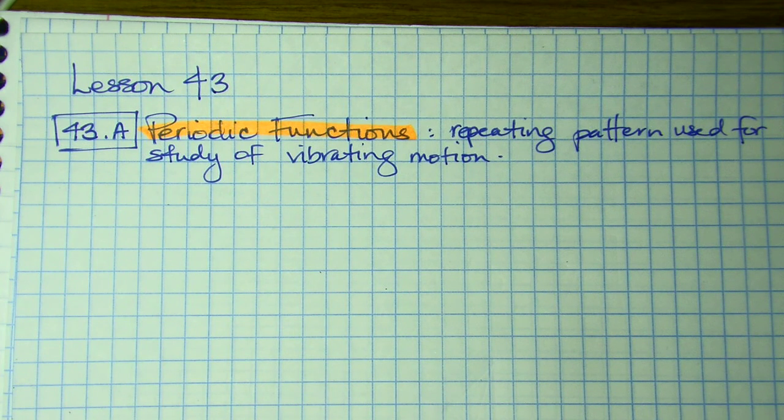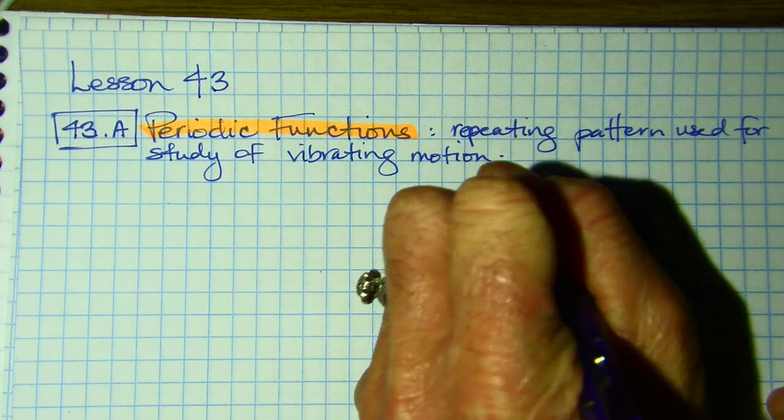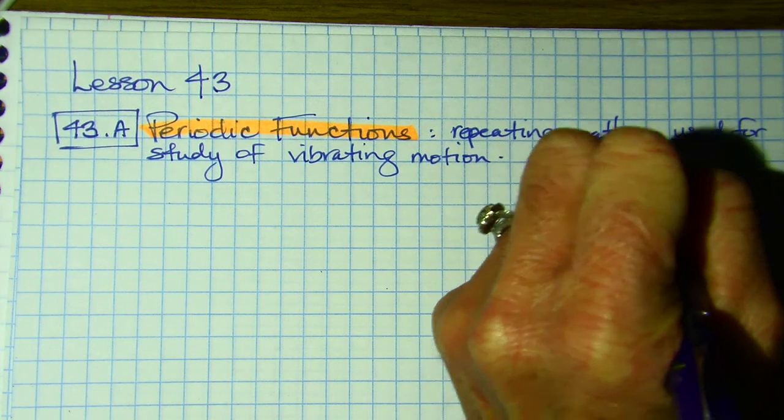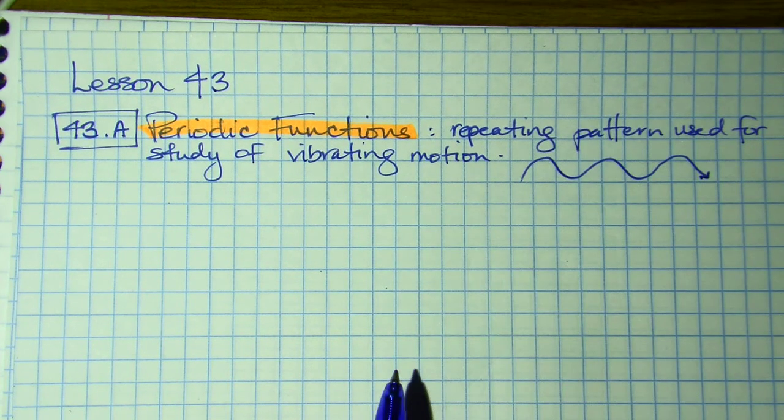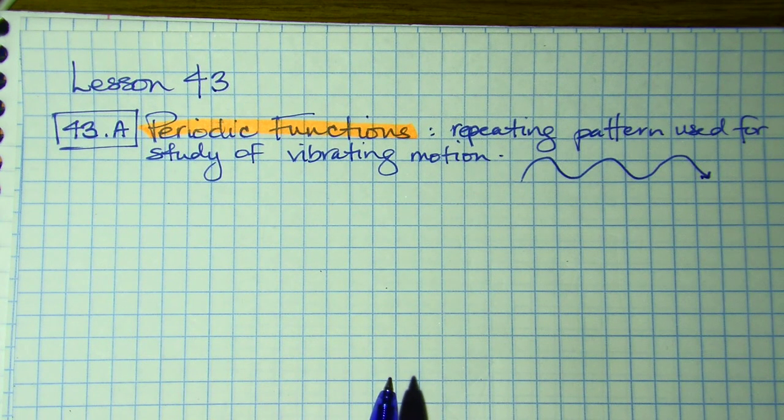All right, so 43.A covers periodic functions, and periodic functions have a repeating pattern. So it's a graph that, for example, okay, that is a repeating pattern. The height of the curve is the same all the way throughout the graph.